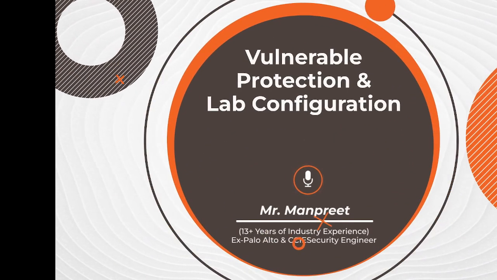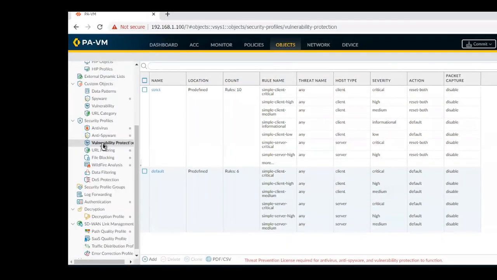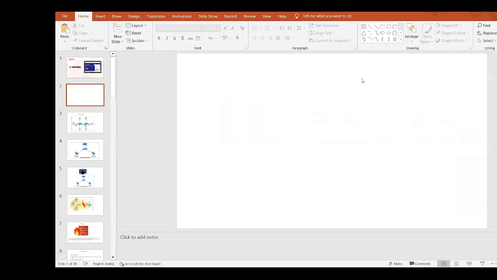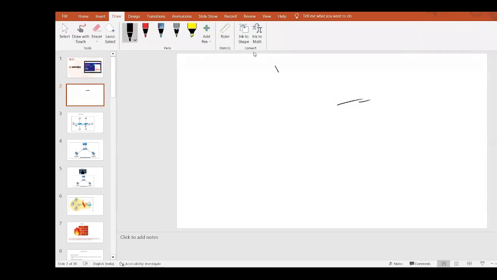Now come to vulnerability protection. So what are vulnerabilities? A vulnerability is something on any device that shows the weakness. It actually shows the weakness.